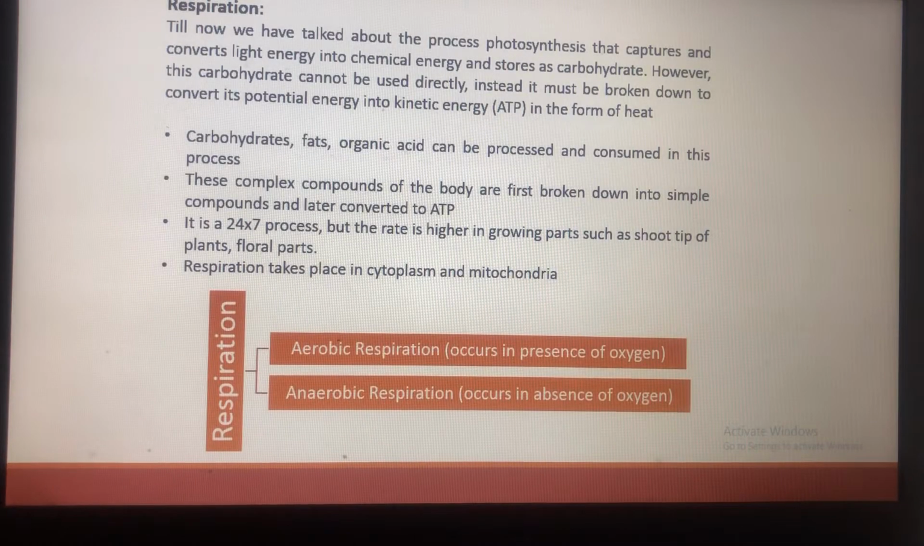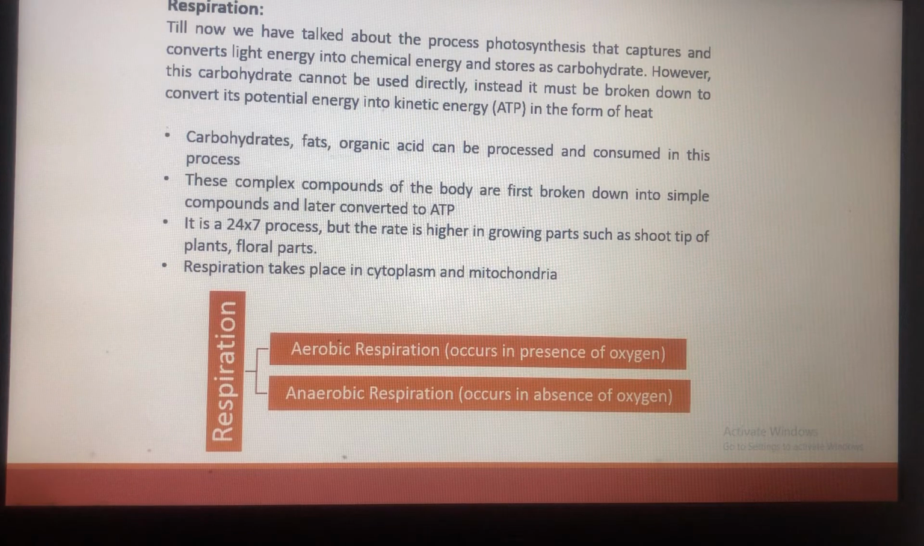So in your previous class, we got to know that during photosynthesis, green plants, especially the green parts, that means the leaves of the green plants, capture and convert light energy that comes from the sunlight into chemical energy and store it as carbohydrate, as glucose, right? However, the energy that is stored in this carbohydrate cannot be used directly. So the question is, how is this energy used then?